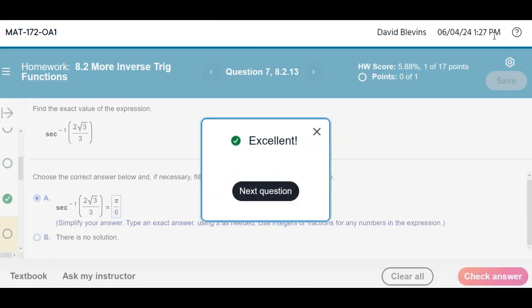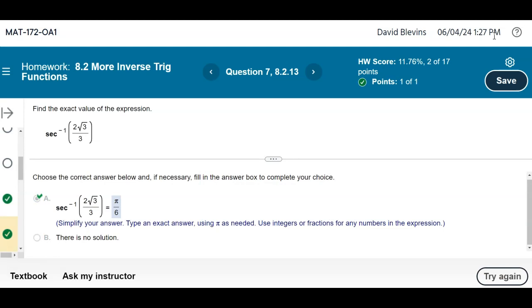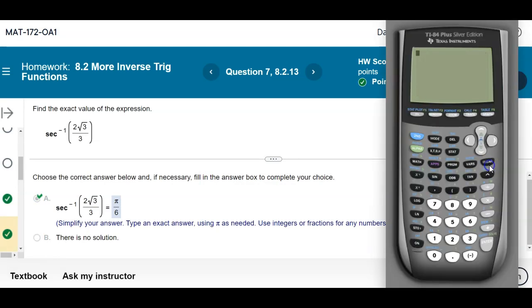Alright, and then if I want to use my calculator, I have to be careful here, because again there is no inverse secant button on the calculator. So I would need to use inverse cosine and then flip that over. So you can literally flip it over. This is where you have to be careful. You're dividing by 2 times the square root of 3. So you do need parentheses. 2 times the square root of 3. Close that off, close that off.